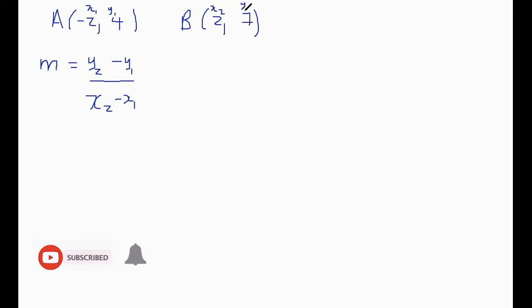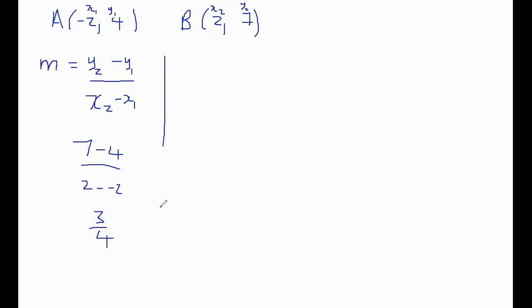Then we're going to substitute this into the gradient formula. So we have 7, which is y2, and y1, which is 4. In the denominator, we have 2, and x1 is negative 2. So 7 minus 4 is 3, and 2 minus minus 2 is positive 4. Now we have the gradient.